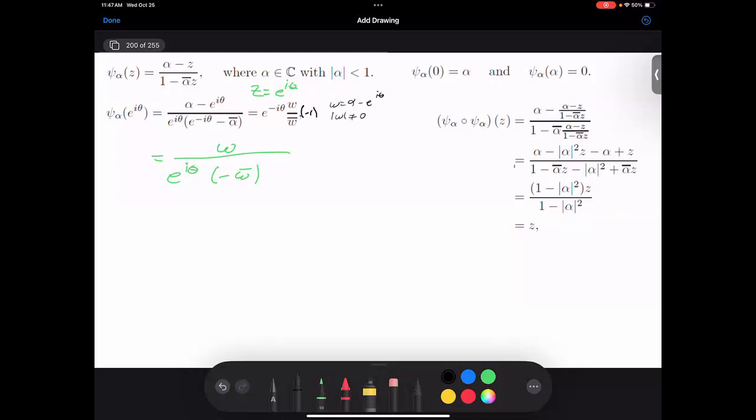Now that we have this, what can you say about the absolute value of C alpha at e to the i theta? This is going to be the absolute value of w over e to the i theta times negative w bar. Well, what's the absolute value of w divided by the absolute value of w bar? 1. And the absolute value of e to the i theta is 1.